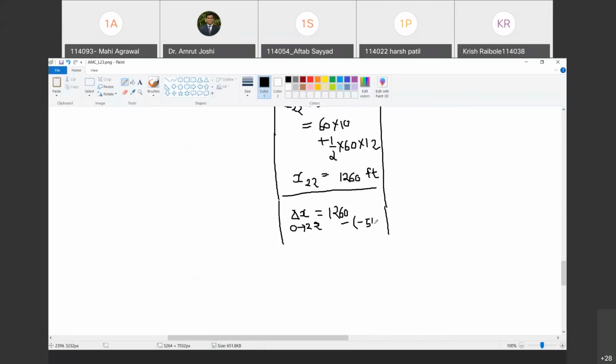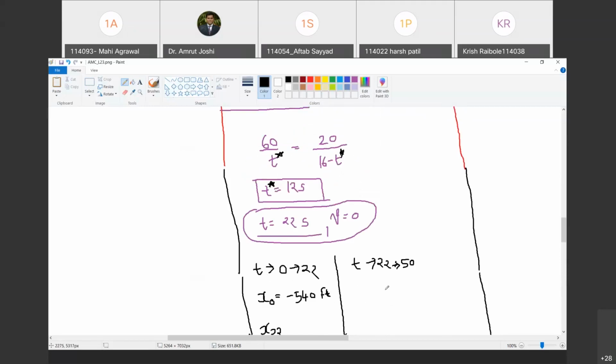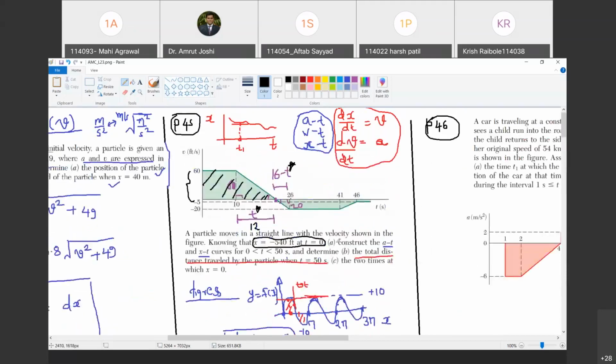Do you agree with me? Yes, sir. So what is the change in position from 0 to 22 seconds? Calculate and tell me. So 1800. 1800. So 1800 is the total distance traveled, or the change in position, during t equal to 0 to 22 seconds. Quickly now, from t equal to 22 to 50 seconds, क्या करना पड़ेगा मुझे?